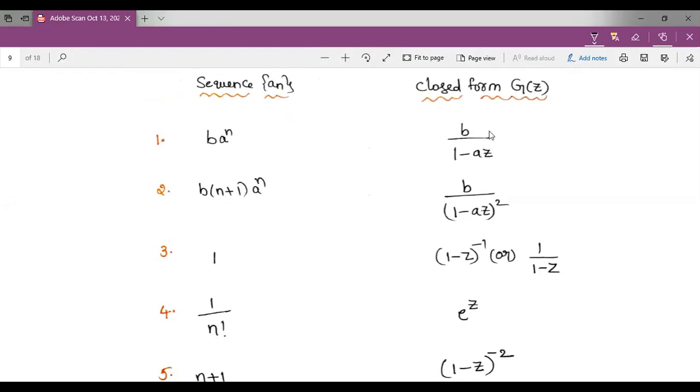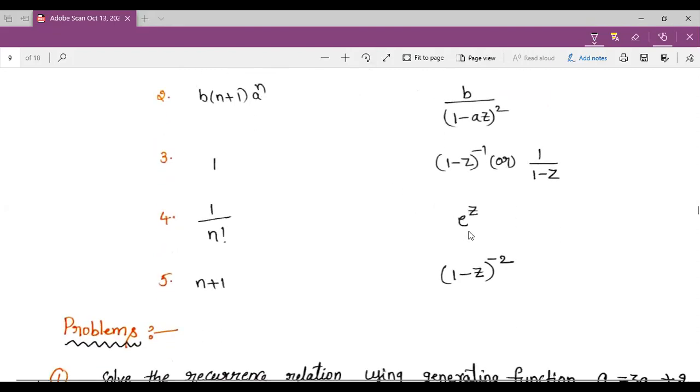So if the generating function form is b by 1 minus az, the sequence form of that generating function is b into a power n. Suppose the closed form of the generating function is b by (1 minus az) whole square, then the sequence form is b into (n plus 1) into a power n. If the generating function form is 1 by 1 minus z, then the sequence is 1. If the generating function form is e power z, then the sequence form is 1 by n factorial. If the generating function form is (1 minus z) whole power minus 2, the sequence form is n plus 1.